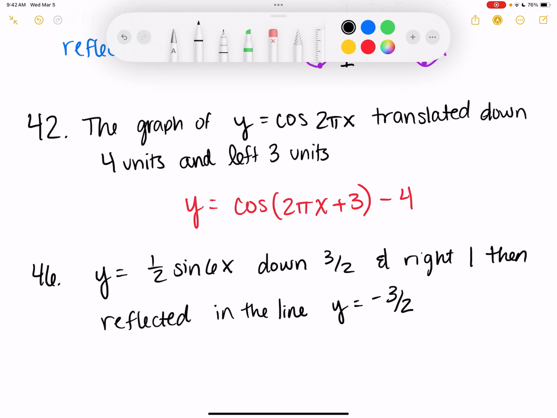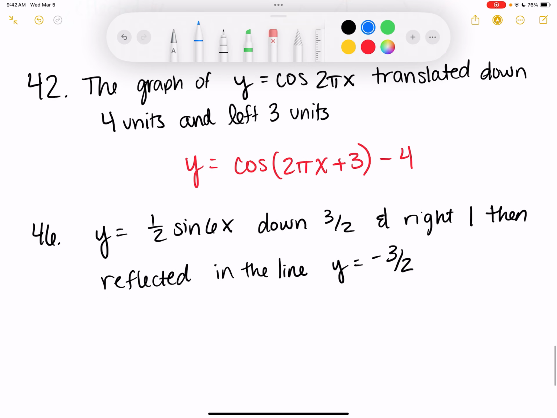So, how would I write this one? Y equals -1/2. -1/2 because it's reflected, yep. Sine parentheses 6x minus 1. Yep, because it's going right 1, so that's the -1 inside. And the parentheses minus 3/2. Yep, -3/2 outside because it's going down 3/2.